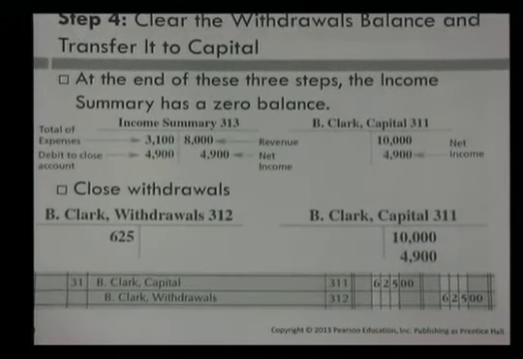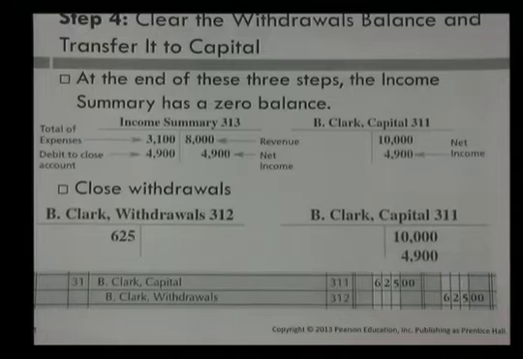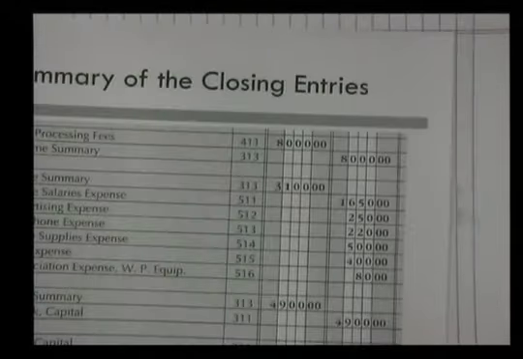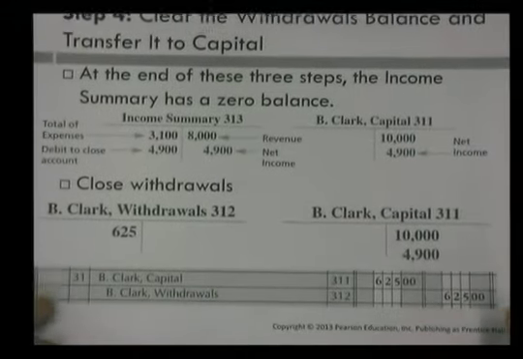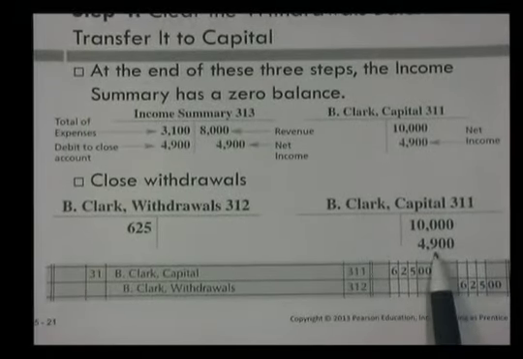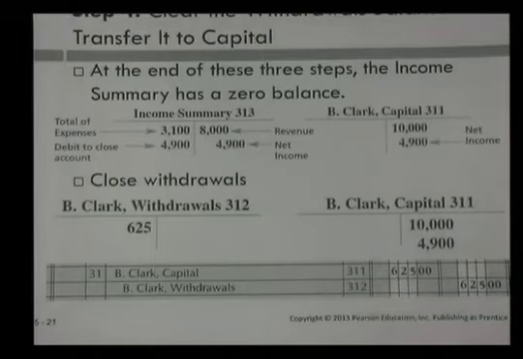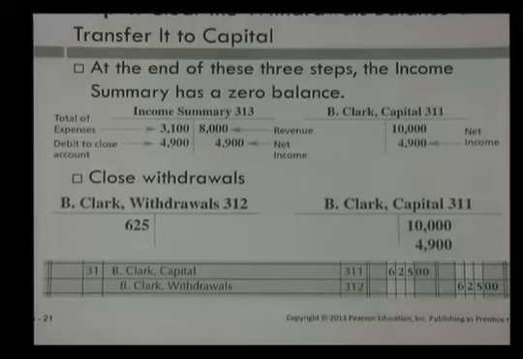We're going to clear out the withdrawals account. So I go to withdrawals. It has a debit balance of $625. So I'm going to credit withdrawals for the same amount and debit capital for $625. So the capital account then will have $10,000, $4,900, and then it will be debited $625, and you will find the up-to-date balance of the capital account, which should be the same as the last owner's equity capital amount on the statement of owner's equity.